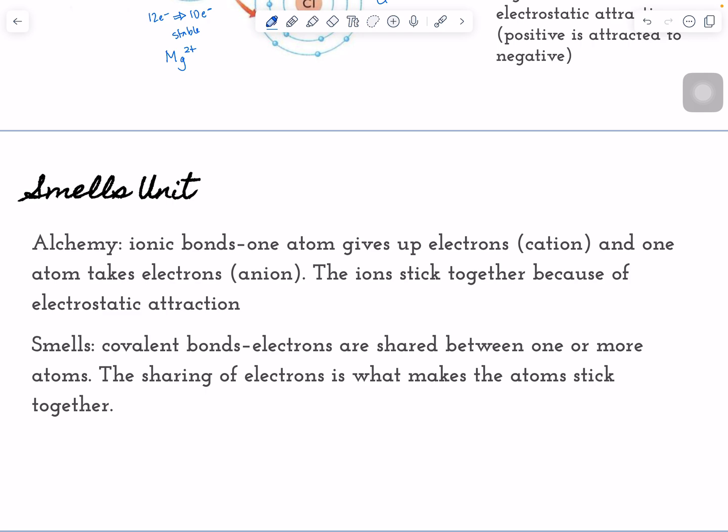In the Smells unit, we're going to learn about covalent bonds. This is where electrons are shared between 1 or more atoms. We do not form ions. The sharing of electrons is what makes the atoms stick together. So that is what the bond is going to be, is sharing of electrons. In ionic, it was electrostatic attraction. For covalent, they're actually sharing the electrons.